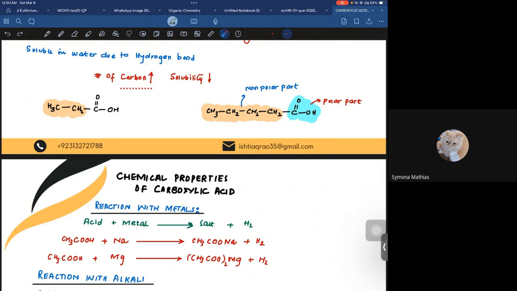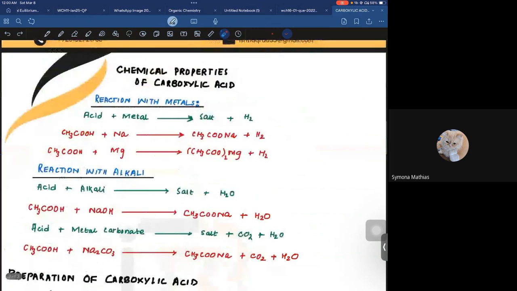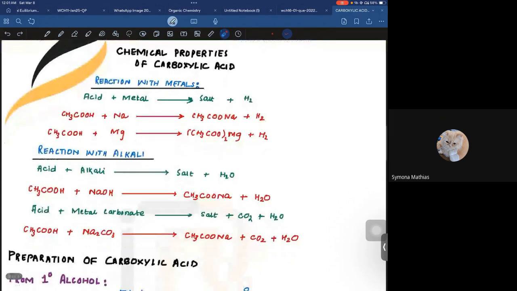It can also react with alkali. It can give you an acid-base reaction, right? An alkali is soluble in water. That's the difference between an alkali and a base. Bases are insoluble and alkalis are soluble in water, right? It can also react with the metal carbonate.